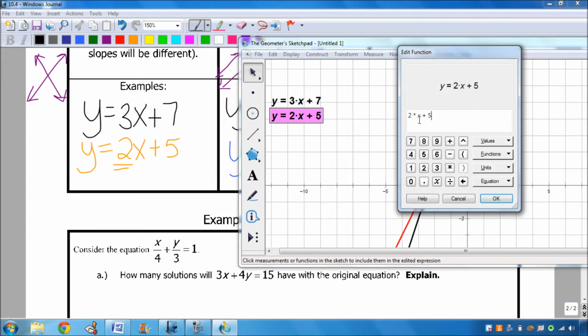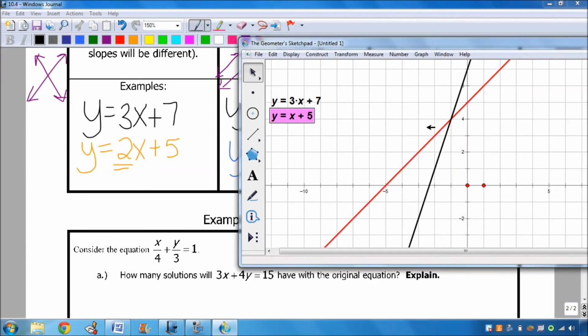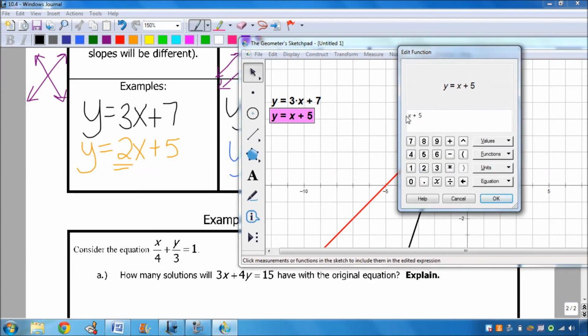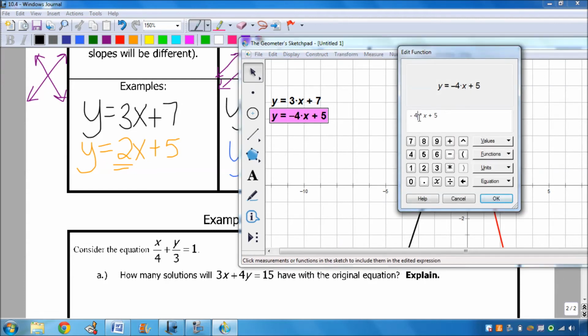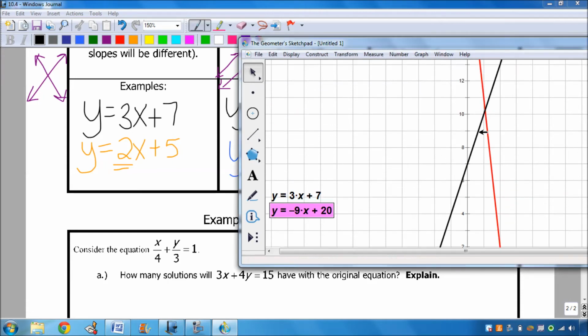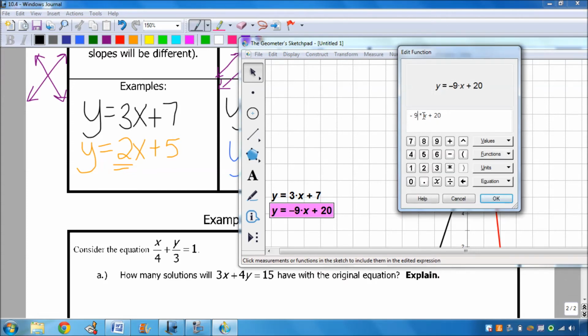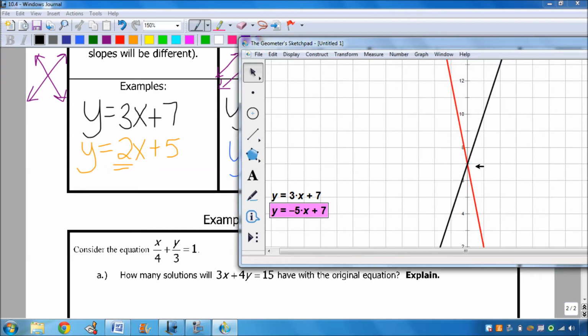So anytime the slope is anything different than 3, it will intersect with the line. If you notice, when it's 1, it intersected. When it's -4, it's still going to intersect. Even if I change the y-intercept, -9x plus 20, you can see that they're going to intersect. Even if I change the y-intercept and the slope, and I keep the y-intercept exactly the same, they're still going to intersect. They're going to intersect at the y-intercept.